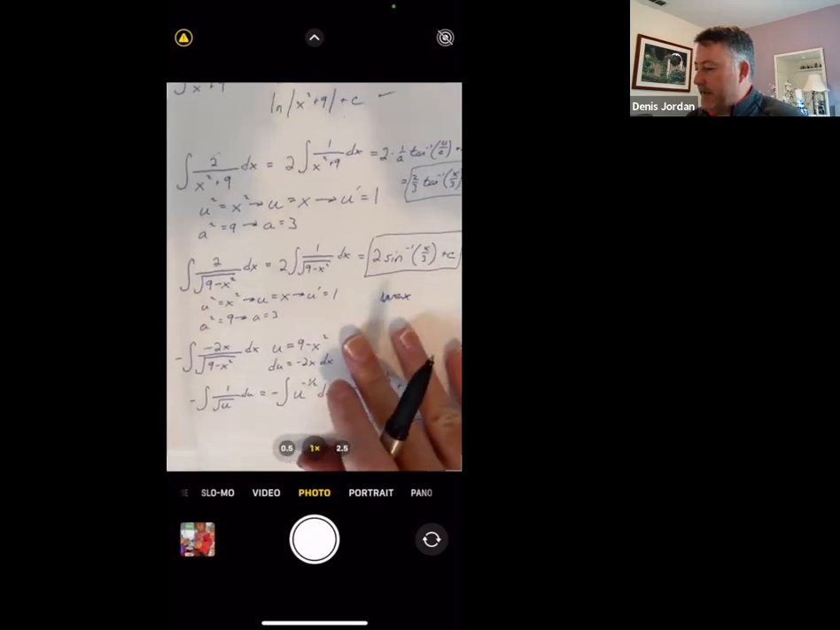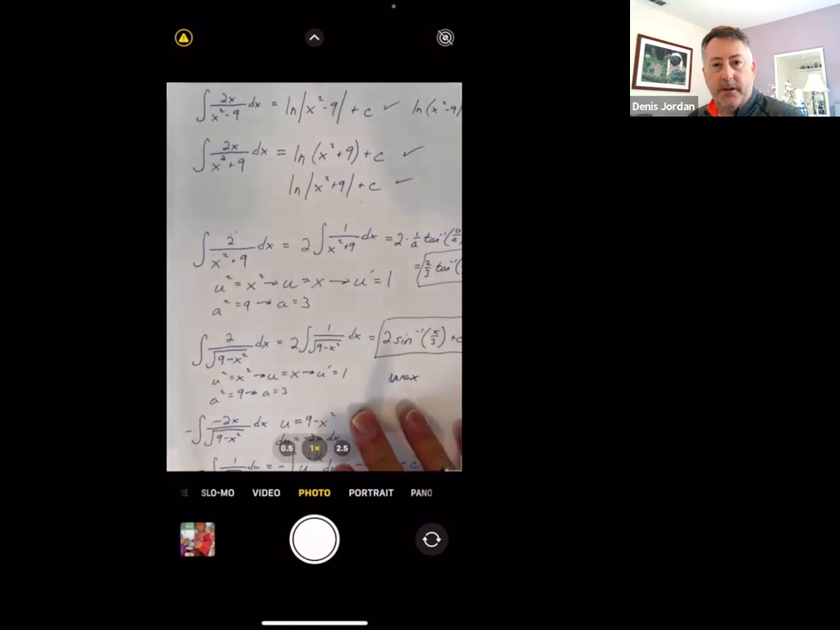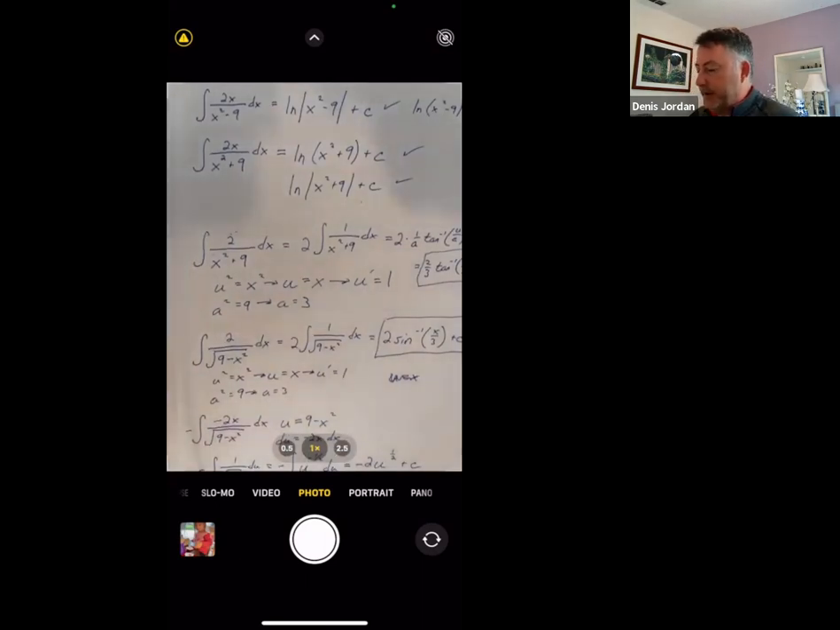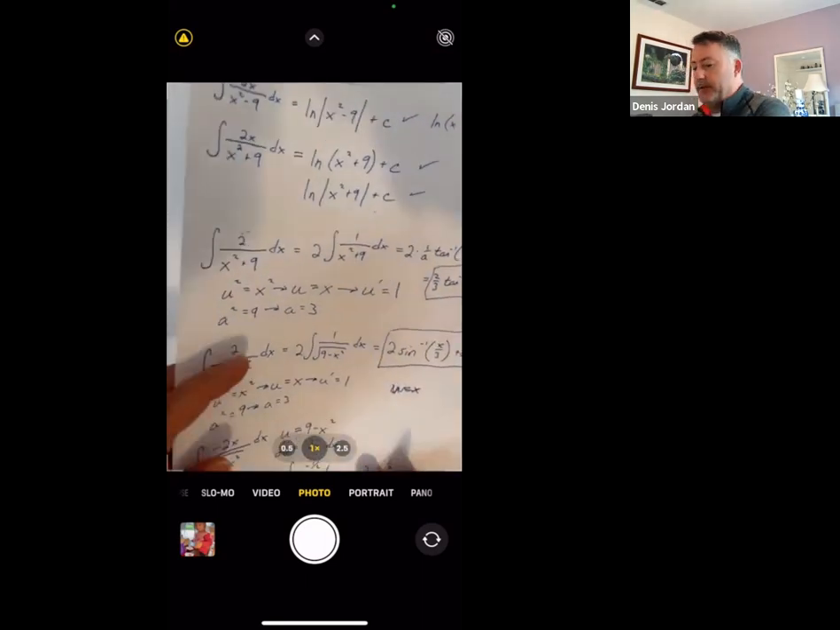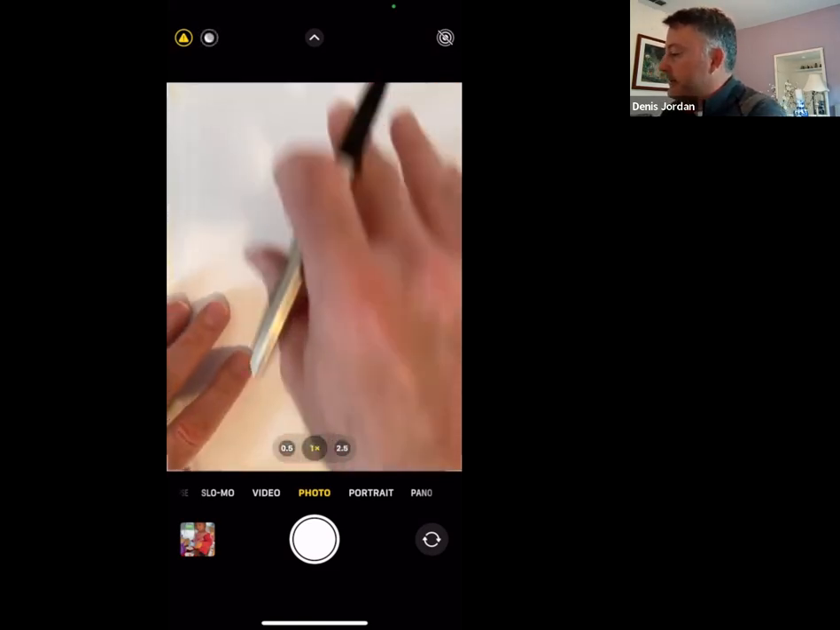Okay, so 5 integrals that are really similar, but they have different ways to do them if one little thing is different. So when you're looking at your integral and you're going, okay, which one is this? Is this an ln or is this whatever? You run through just a little checklist.